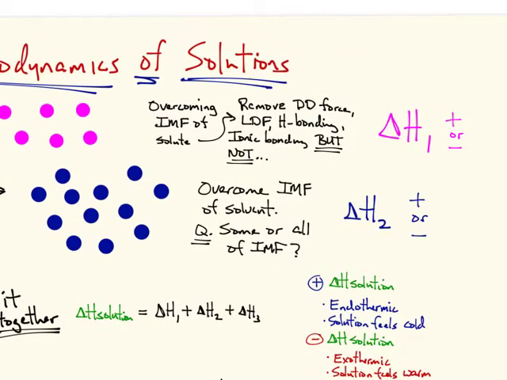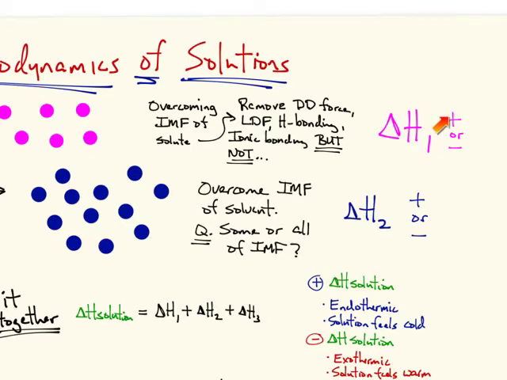All right, so let's take a look at what I've written over here. You're overcoming the intermolecular forces within the solute. You might be getting rid of the ionic bonding, LDF, or hydrogen bonds, but of course you're not getting rid of actual intramolecular bonds. If your solute is, say, sugar, you're not breaking any of the carbon-carbon bonds within a sugar molecule, but you are separating one sugar molecule from the other. As we've already established, this delta H is going to be positive.